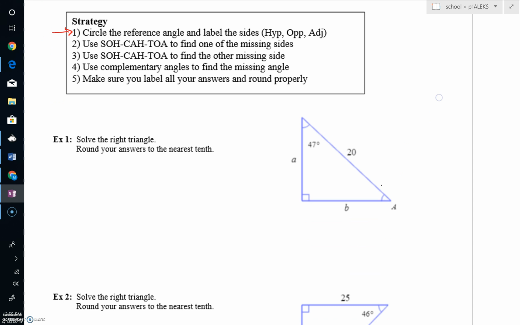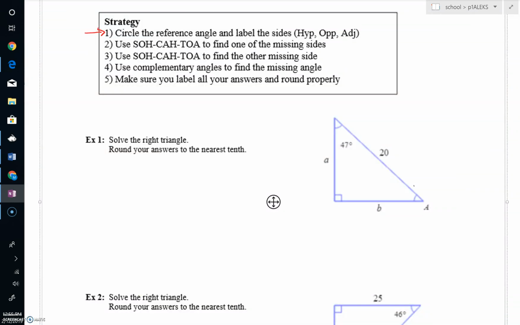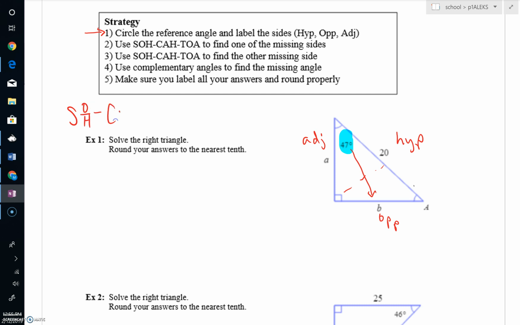So let's take a look at example 1 very quickly. And here's your angle of 47 degrees. And right here we will have the opposite side. Right across from the right angle is the hypotenuse. Next to the 47 degrees is your adjacent side. So, of course, we're going to use SOHCAHTOA. And most of this is actually just review.